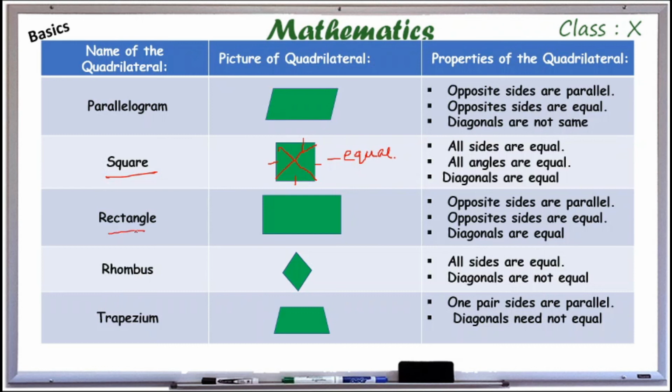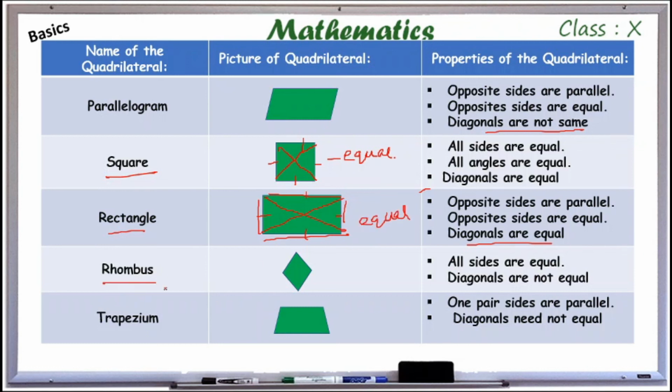And in the case of a rectangle, opposite sides are parallel, same as in the parallelogram. Opposite sides are equal also, same as in the case of a parallelogram. Opposite sides are equal and also parallel. But diagonals are equal. In a parallelogram, diagonals are not equal, and for a rectangle, diagonals are equal.